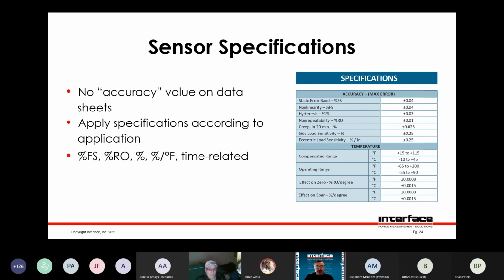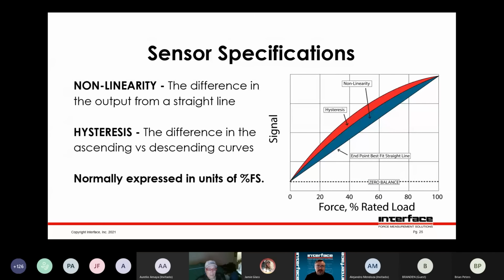A percent of reading is different. So if you're loading it with 10 pounds, it's a percent of the 10 pounds. If you're loading it at 1,000 pounds, it's a percent of 1,000 pounds. Some are percent per degree, which are the temperature-related specs, and then some specs are time-related. Linearity and hysteresis are very common ones.